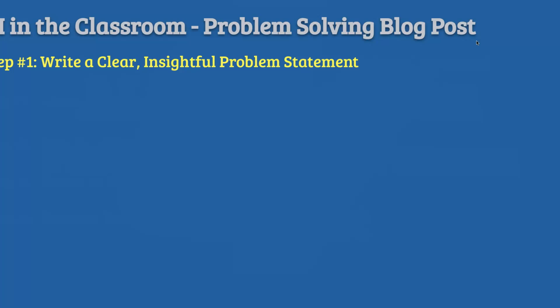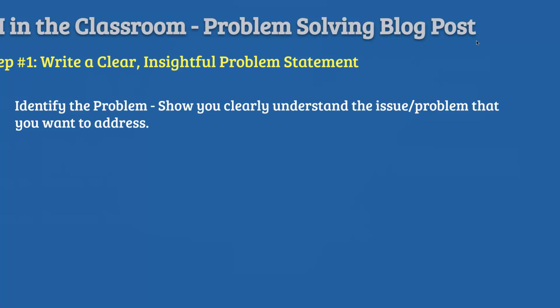So let's take a little bit of a deeper dive into each one of these different steps. Step 1 is to write a clear and insightful problem statement. Well, what does that mean? Well, it means that we're going to identify the problem first. Show that you clearly understand the issue or problem that you want to address. So talk about that. What is the problem? Identify it. What's the issue with it?